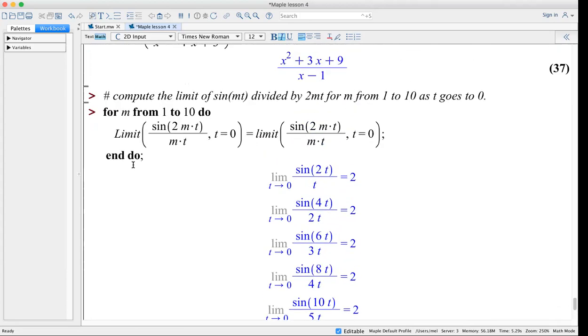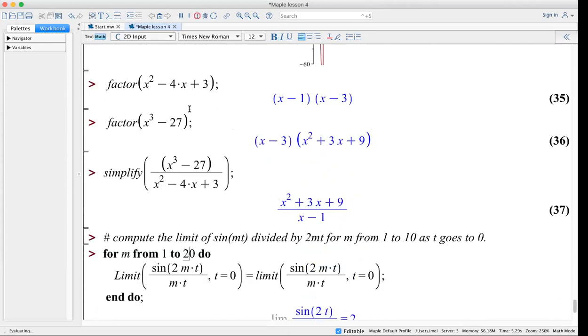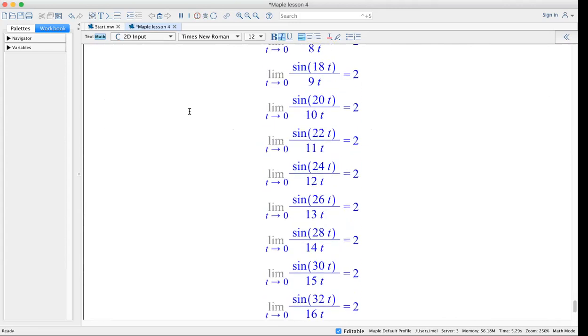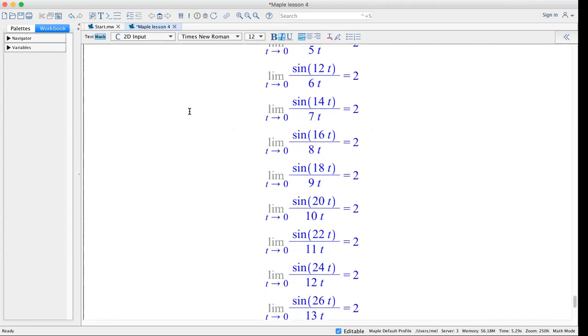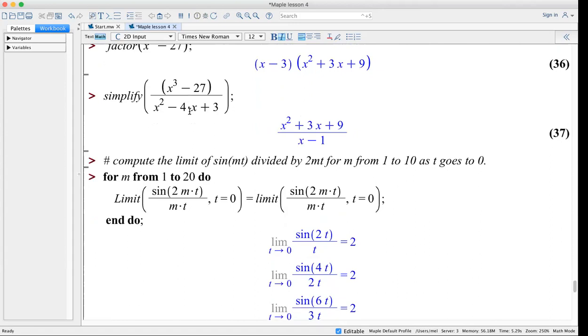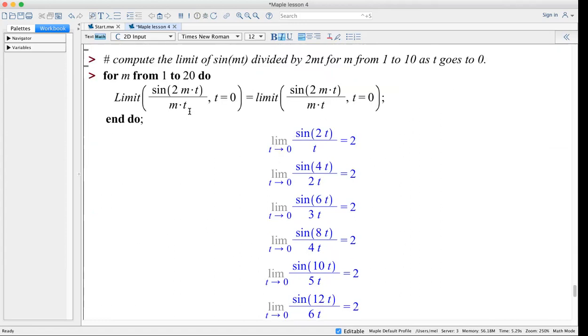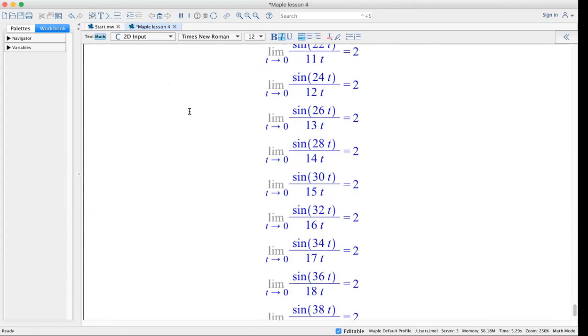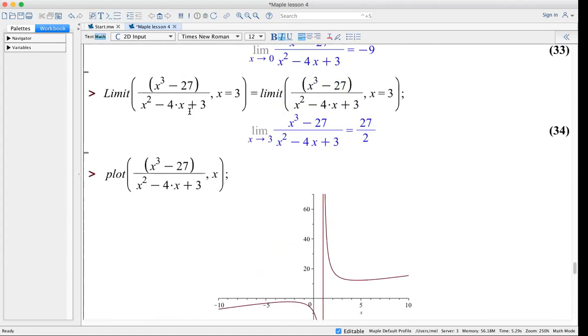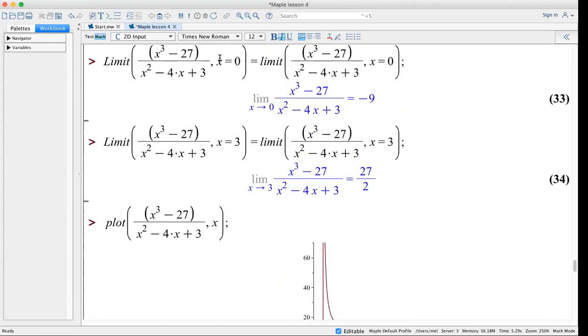And what's very pretty is, well, I didn't have to do it 10 times. I could have done it as many times as I wanted. I could do it 20 times. There we are. Maple doesn't care. So a loop is a very powerful programming technique. And now you know how to write a loop in Maple, which is very good. Okay. That is all for this lesson.